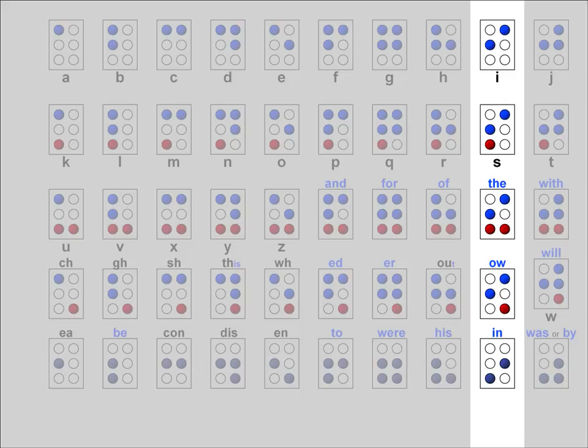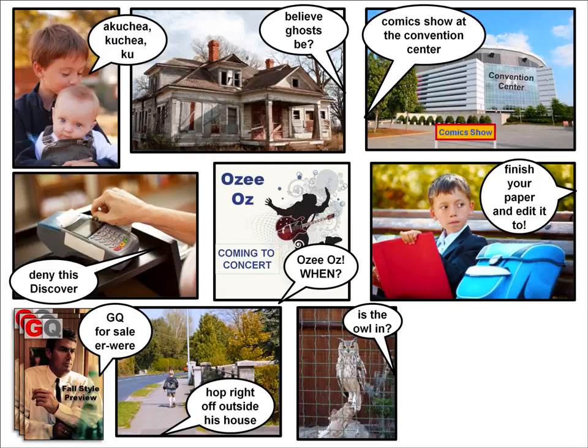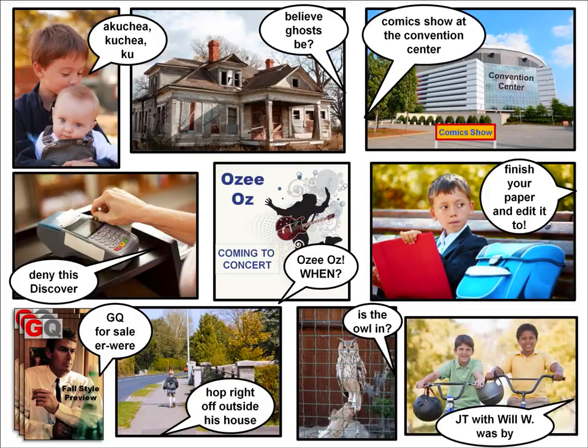I, S, the, owl, I-N. Or, is the owl in? And your dad says, "Yeah, I see him," and now you do too, so you're excited. Well, you guys finally make it home, and you walk in the door, and your mom says, "JT with Will W was by," which helps us remember the J column.